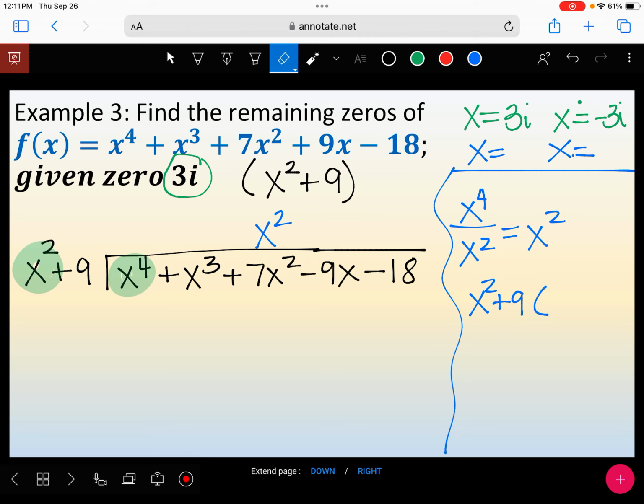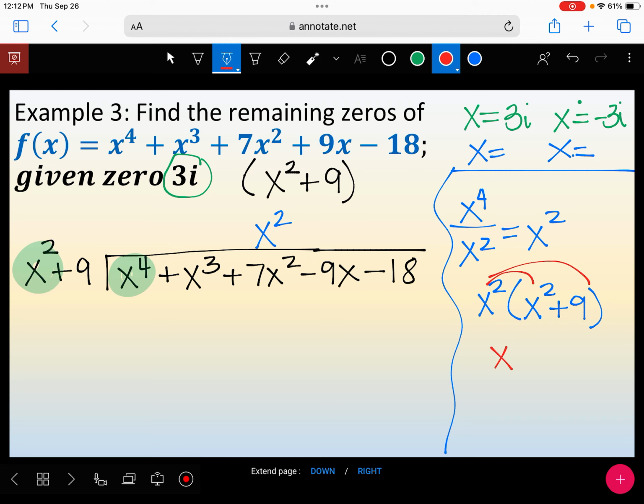Well, let me rewrite this another way. So we're going to take the x squared and multiply it by x squared plus 9. So let's go ahead and distribute that. Distribute and distribute. And this is called long division. So that would be x to the 4th plus 9x squared.